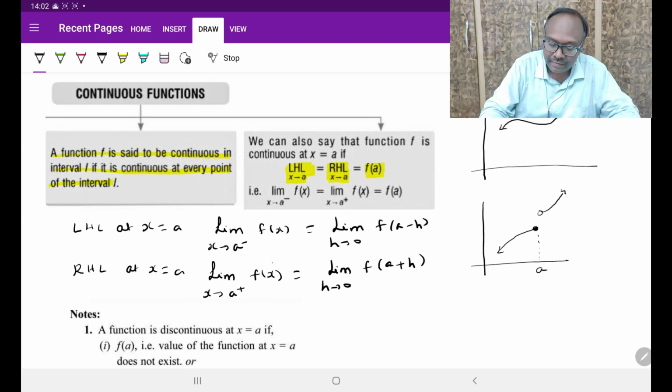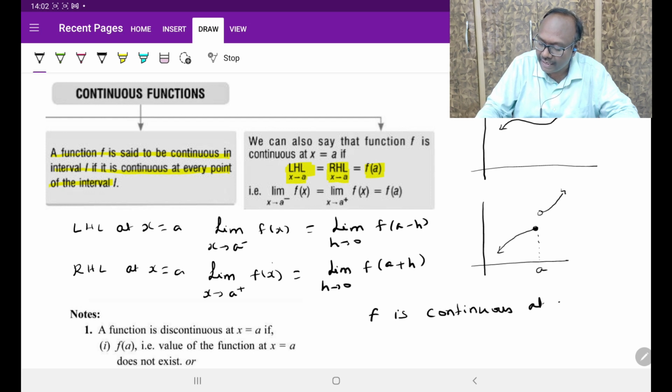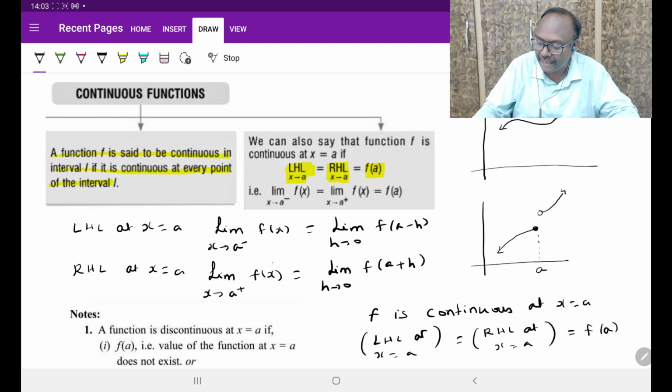So f is continuous at x equal to a if LHL at x equal to a is same as RHL at x equal to a is equal to f of a.